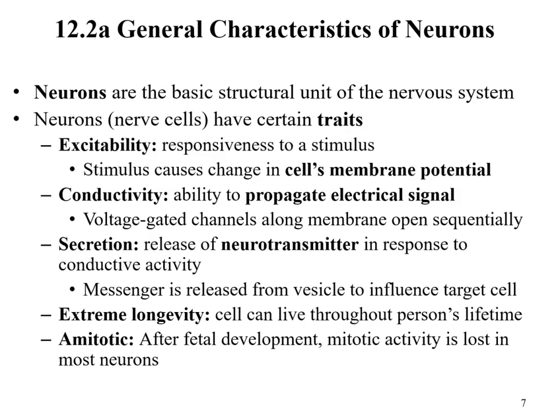They exhibit conductivity, which is the ability to propagate an electrical signal. Voltage-gated channels along the membrane are going to open sequentially, and this is essentially what's going to move the signal from point A on the neuron to point B on the neuron. Then they have secretion. They release neurotransmitter in response to conductive activity. This messenger is released from a vesicle to influence a target cell. They also have extreme longevity. The cell can live throughout a person's lifetime, and they are amitotic, which means after fetal development, mitotic activity is lost in the vast majority of neurons.